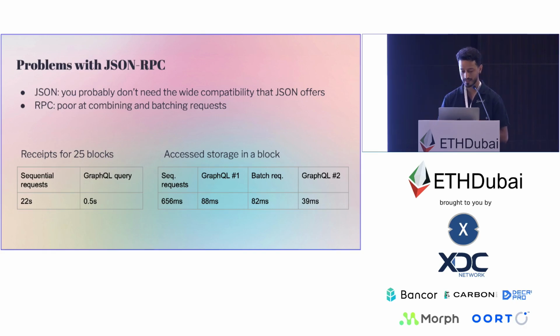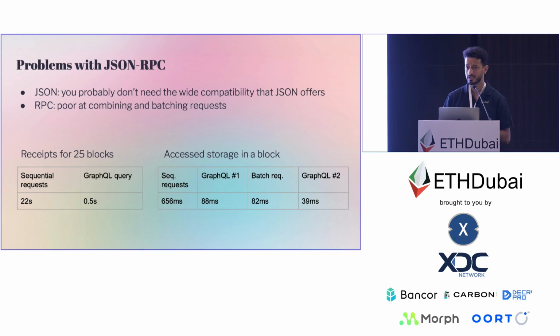And so yeah, I had this hunch that it performs a lot better, especially for, let's say, when you're requesting different types of data or long ranges of blocks. And I did some experiments, for example, asking for receipts for all transactions in a series of 25 blocks. And you can see that it just blows JSON RPC out of the water.